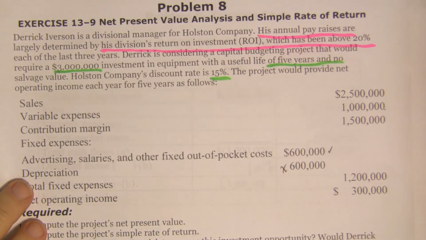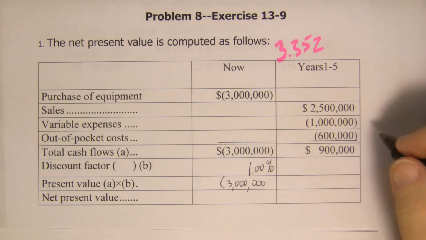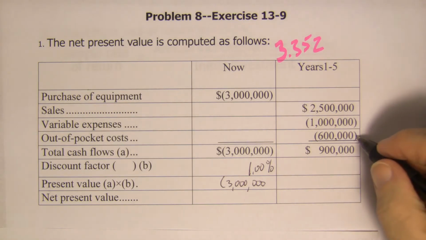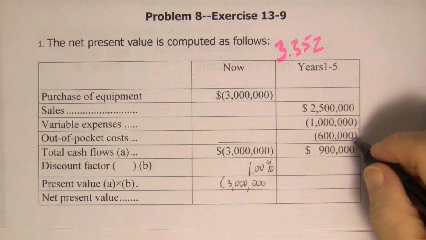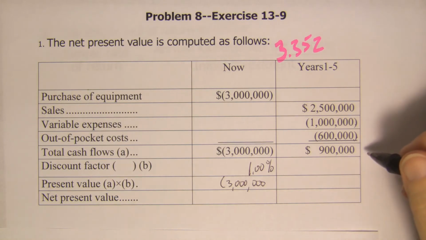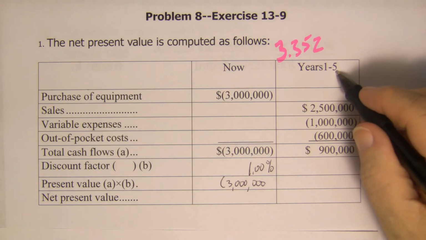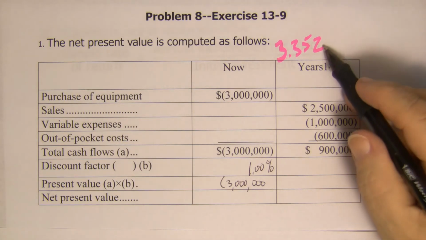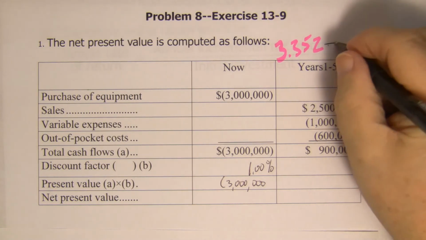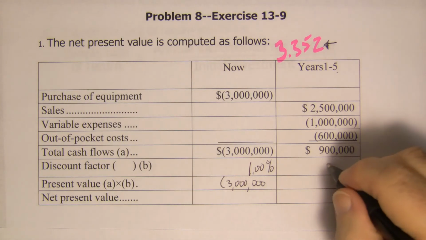We're going to ignore depreciation. We have $600,000. So we have the variable expense of $1 million, $600,000. So $900,000 will be the cash flows at the end of each year for 5 years. So we need to ask ourselves, what is the present value of $900,000 for 5 years at 15%? And that factor is 3.352. And I just double checked, that is the number.